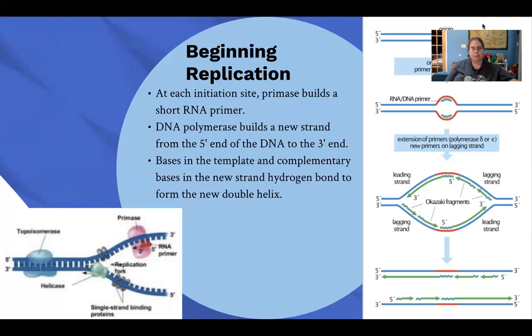Bases in the template and complementary bases in the new strand are hydrogen bonded together to form the new DNA helix. So as the DNA polymerase attaches to the primer, it starts reading the original strand of DNA, the template strand. And it's going to attach complementary bases. So if it sees an adenine in the parent strand, it's going to attach a nucleotide with thymine. If it sees guanine, it will attach cytosine, and so on. It's just going to keep reading the template strand and attaching the complementary bases as it goes.